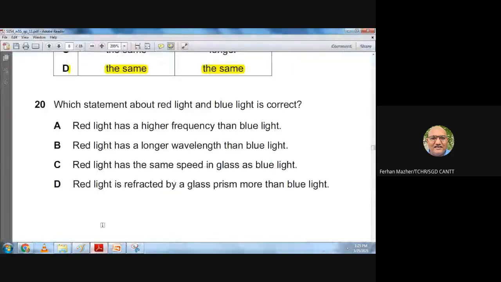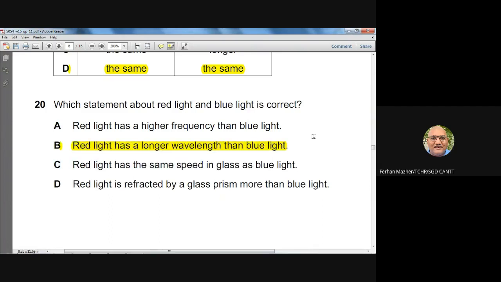So let us look at the question: which statement about the red light and the blue light is correct? Red light has a higher frequency than the blue light. That's wrong. Red light has a longer wavelength than the blue light. That is right, 100% right statement.